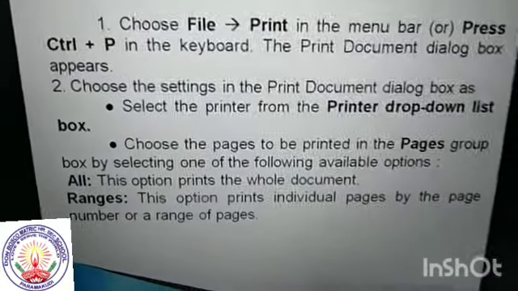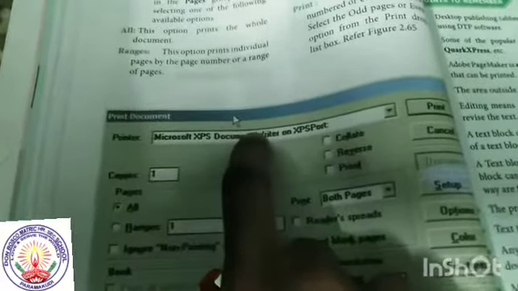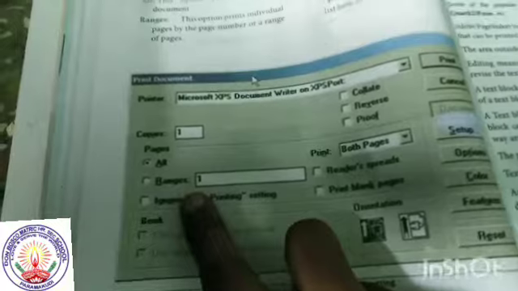So this is the pages group, and this is the printer drop-down list. Printer drop-down list means you have to select the connected printer. Okay, so this is the pages group.